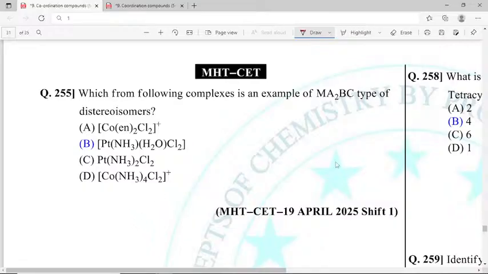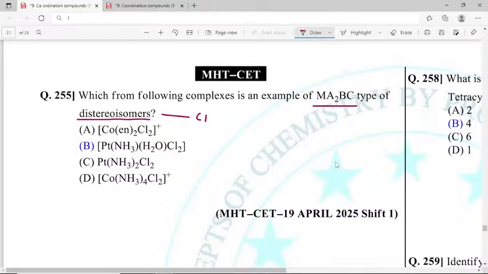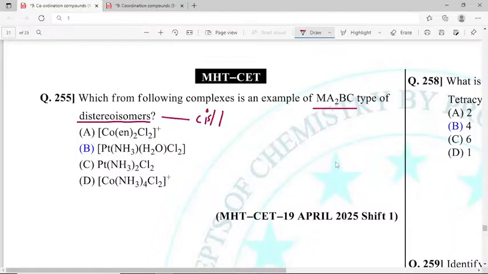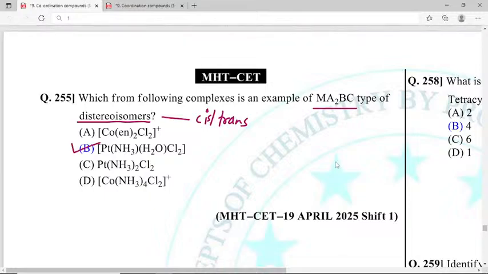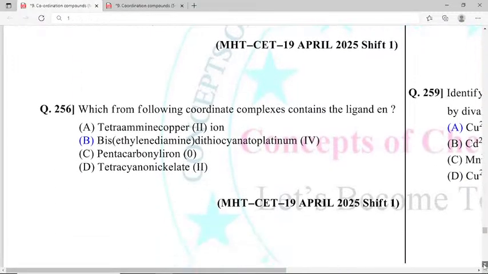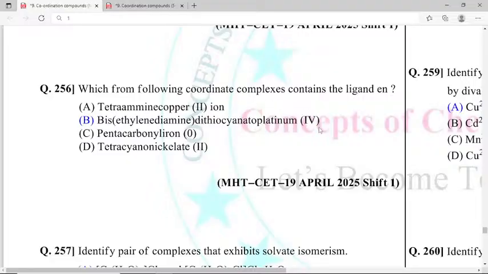Which from following complex is an example of Ma2BC type of diastereomers? Again, diastereomers stand for cis trans isomer. So Pt NH3 water Cl2, cis trans isomer. Which from following coordination complex contain the ligand en? en stands for ethylene diamine. Ethylene diamine is called en.